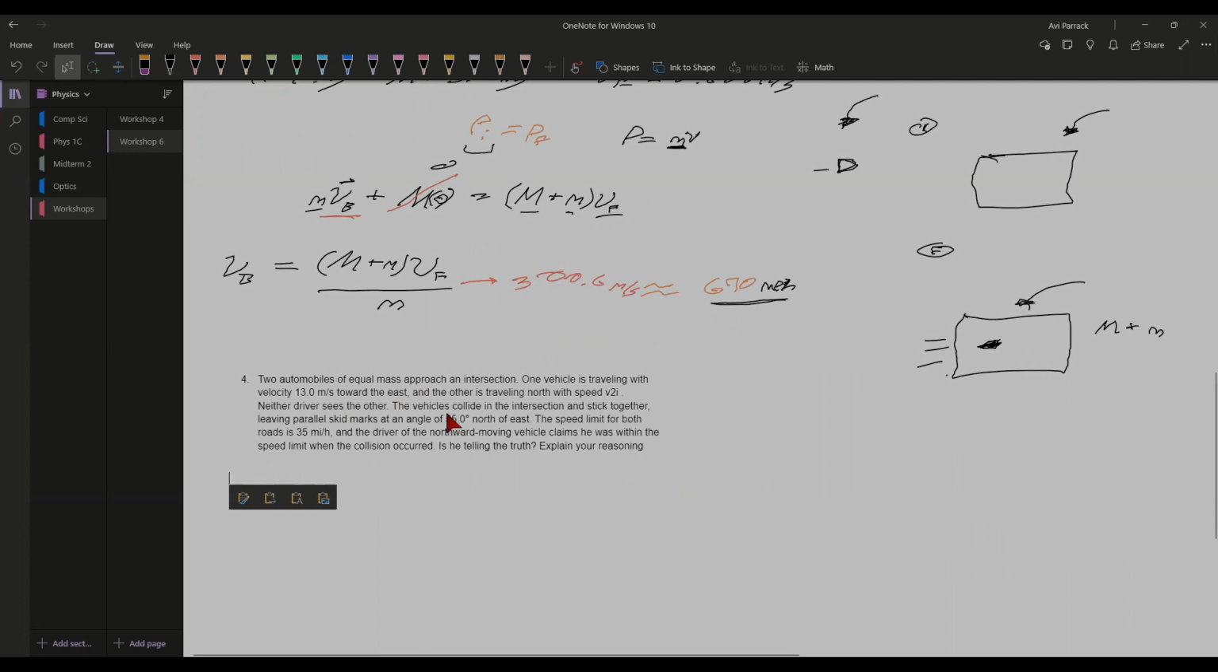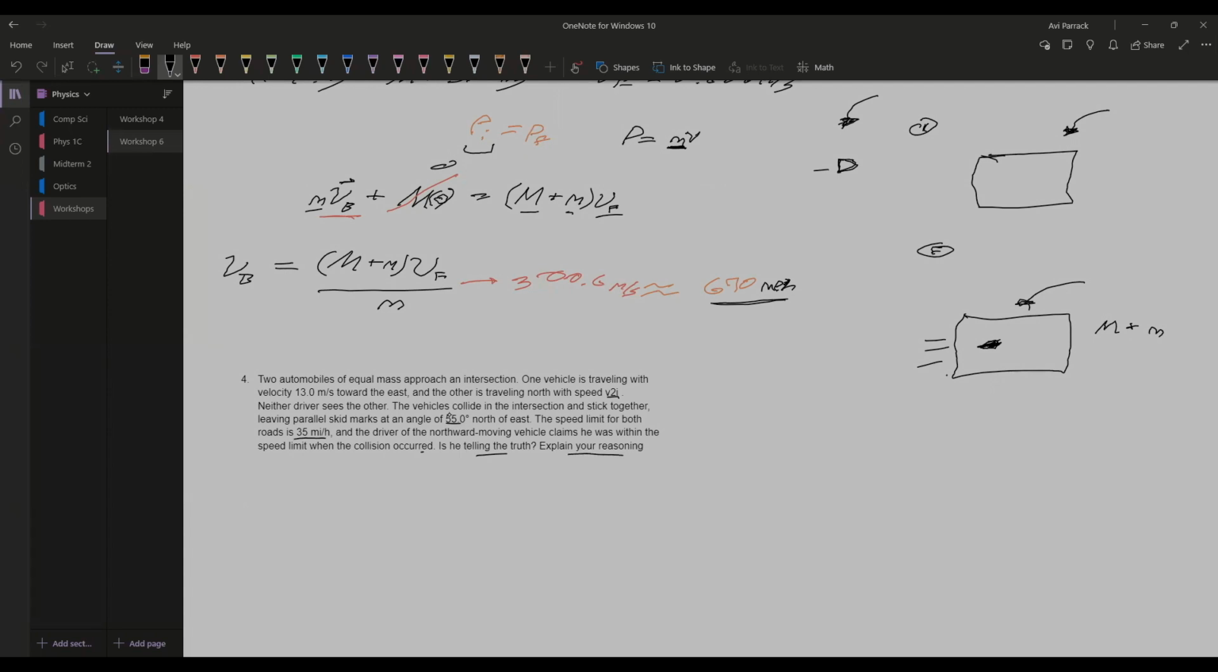Two automobiles of equal mass approach an intersection. One vehicle is traveling with a velocity of 13 meters per second to the east. The other is traveling with a speed of v2i. Neither driver sees the other. The vehicles collide in the intersection and stick together, leaving parallel skid marks at an angle of 55 degrees north of east. The speed limit for both roads is 35 miles an hour, and the driver of the northward moving vehicle claims he was within the speed limit when the collision occurred. Is he telling the truth? Explain your reasoning.